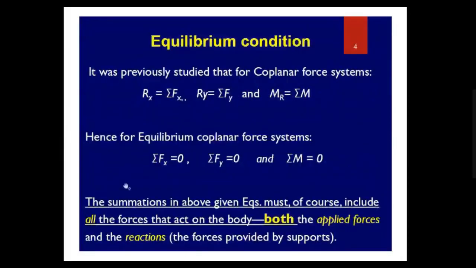So the equilibrium requirement is that the sum of all the forces in the horizontal direction must be equal to zero, the sum of all the forces in the vertical direction must be equal to zero, and the sum of the moments created by all the forces about a certain point must also be equal to zero. So these are the three conditions. If these three conditions are satisfied, we will say that the body is in equilibrium.